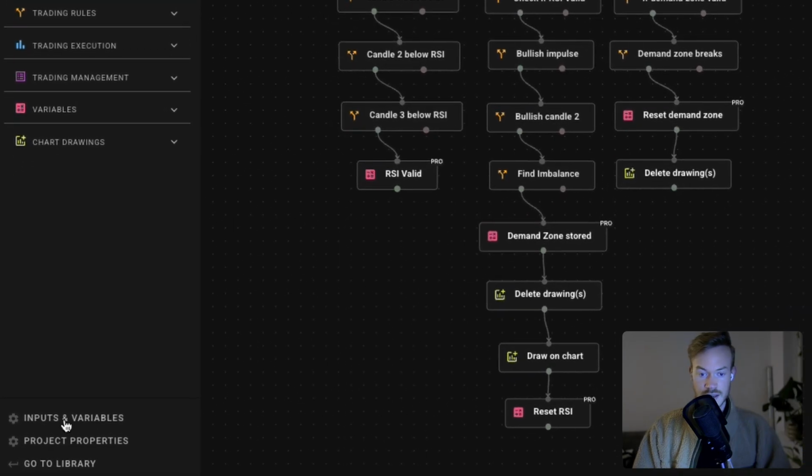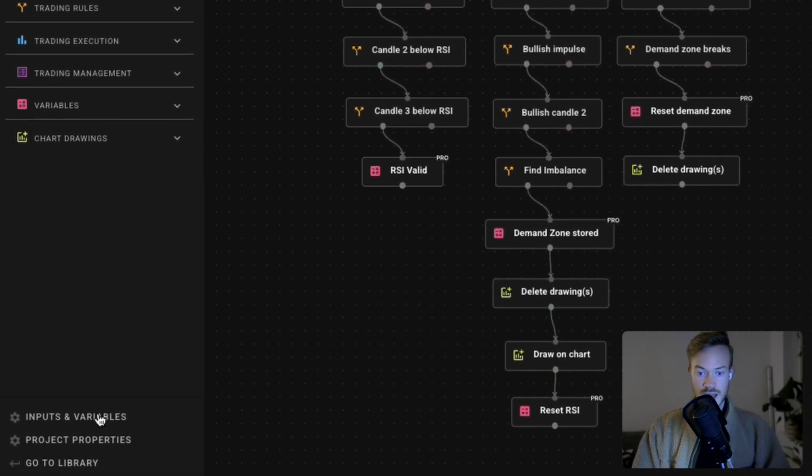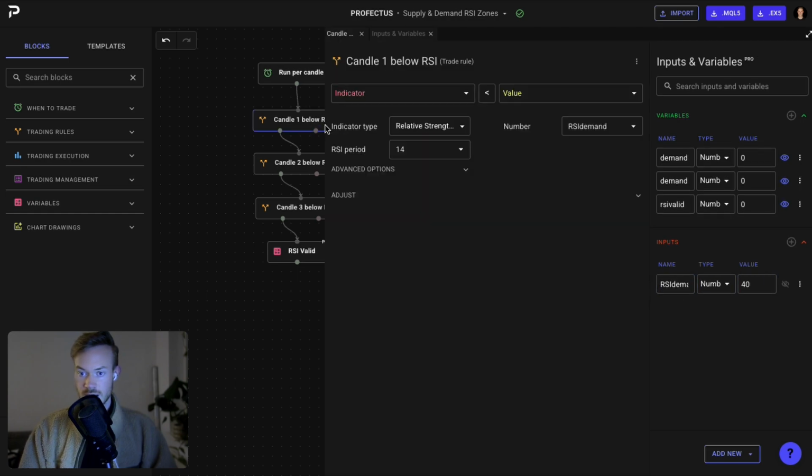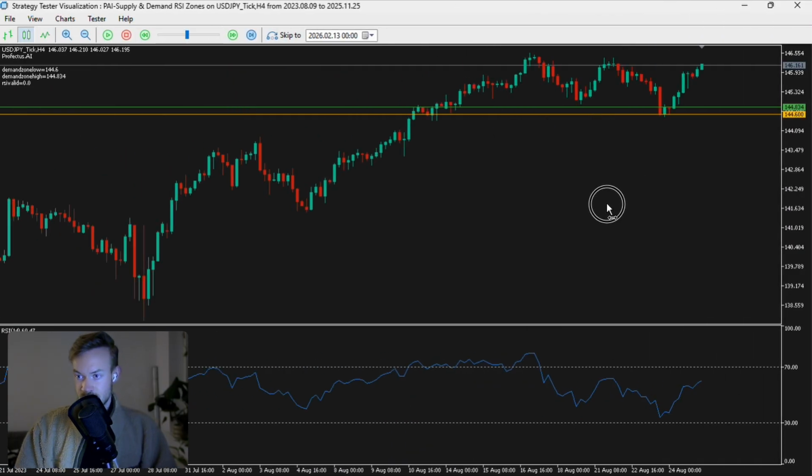When you click here in the lower left corner, inputs and variables, this window pops up and you see the default value of RSI demand sits at 40. This is the value we simply benchmark the indicator against. So as soon as we have 3 candles below the value 40 of the RSI, and we also have an imbalance.